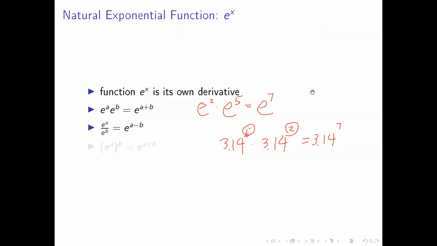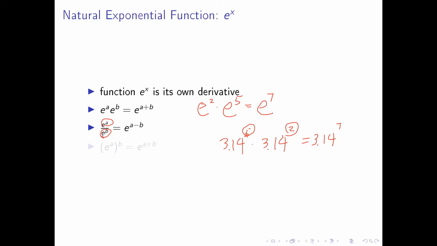Okay, and let's continue. The next rule is called the division rule. Basically, it turns division into subtraction. The first, the product rule, turns multiplication into addition. So let's look at the division rule. Let's say we use, again, e as the base. e raised to the power of a, divided by e raised to the power of b. What do we get? It is equal to e raised to the power of a minus b.